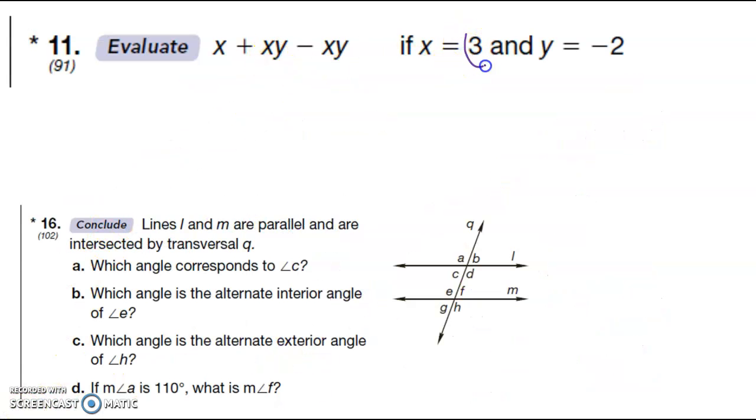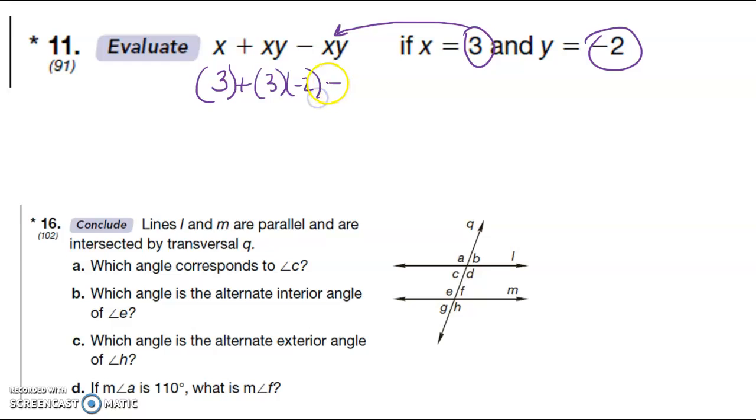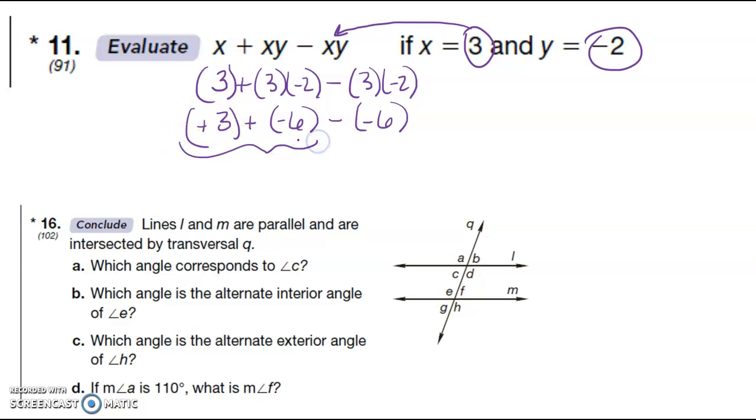Okay, evaluate. So everywhere there's an x, I'm going to put a 3, and everywhere there's a y, I'm going to put a negative 2. So let's see, this is 3 plus 3 times negative 2 minus 3 times negative 2. So I have 3 plus negative 6 minus negative 6. So when I add opposite signs, I subtract and take the sign of the larger, so 6 minus 3 is 3 with a negative. And then this is a subtraction problem, so I keep change change, which means I get a positive 3.